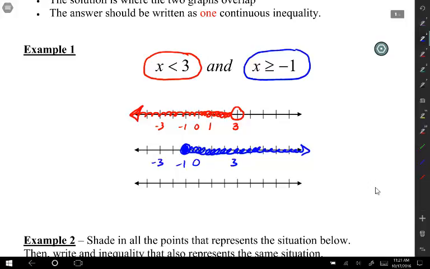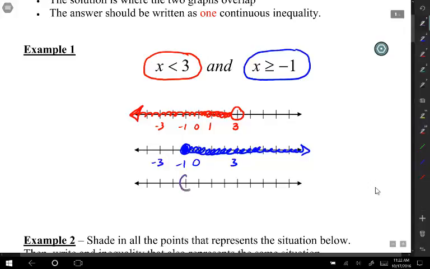And my question to you, who's my color artist, people? What do you get when you combine blue with red? Purple. All right, so I happen to have purple here. So where is it going to be purple? I don't want any red, I don't want any blue, I just want where it is just purple when you combine them. Okay, so between -1, I'm going to fill that circle in, and I'm going to go up to 3, and I'm going to leave that one open. So everything between -1 and 3 is my solution.